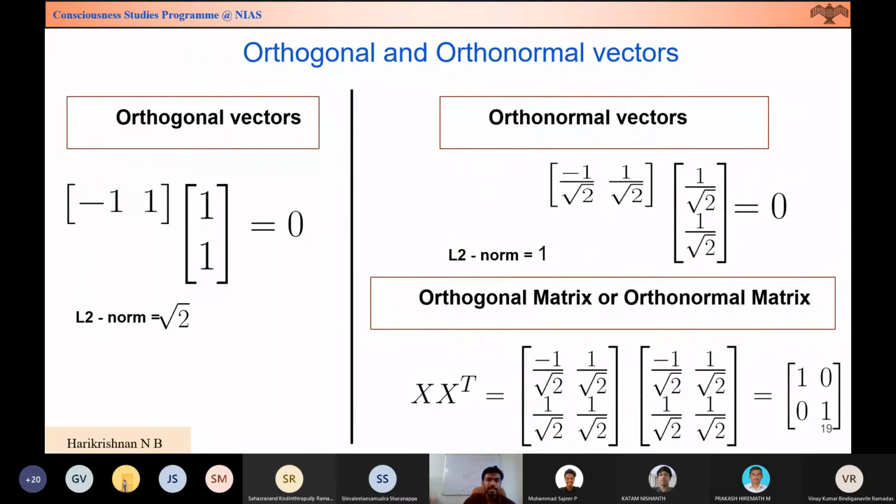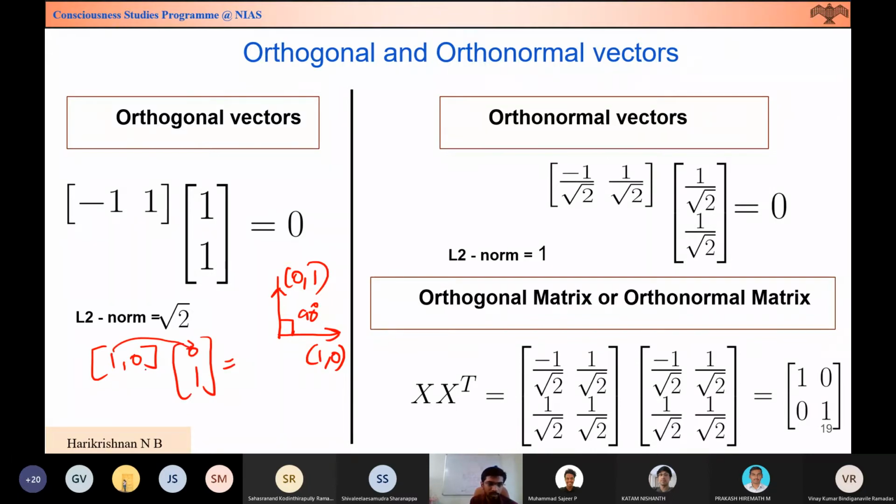Now going forward, I will define some special vectors, the orthogonal vectors. When I say orthogonal vectors, these vectors are perpendicular to each other. Let us take our normal 1, 0 and 0, 1. They are 90 degrees apart. If I take the dot product between these two, 1, 0 times 0, 1, this will be 1 times 0 plus 0 times 1, which is 0. So whenever the angle between the vectors is 90 degrees, the dot product is 0.